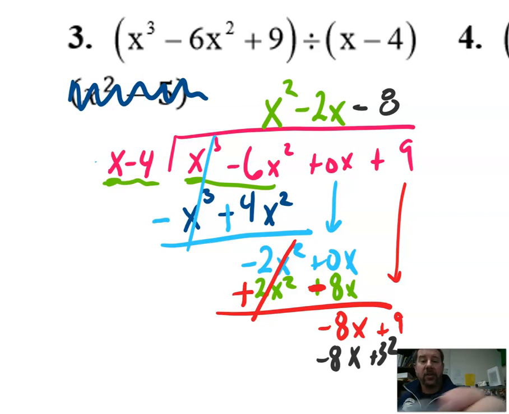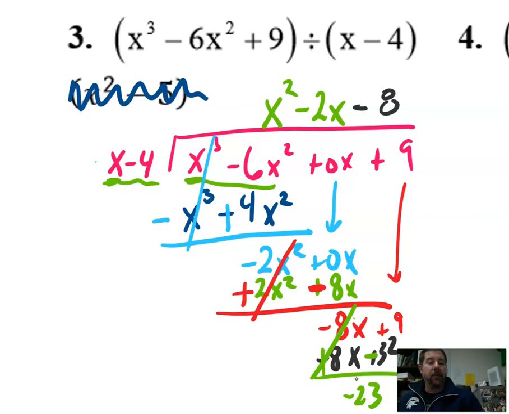Going to go and distribute my negative, plus minus. Those die off, and I get 9 minus 32 is negative 23. And now there's nothing else to bring down, right? We brought everything down. So I'm at the end.